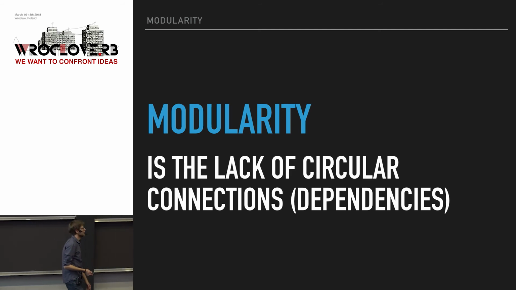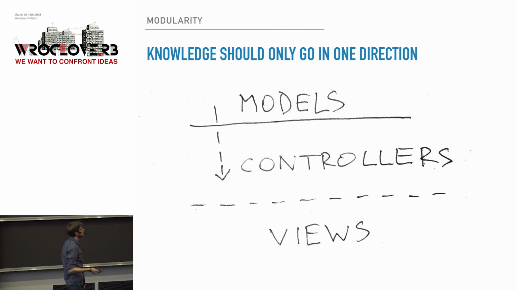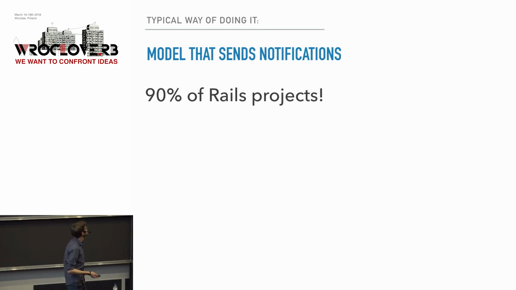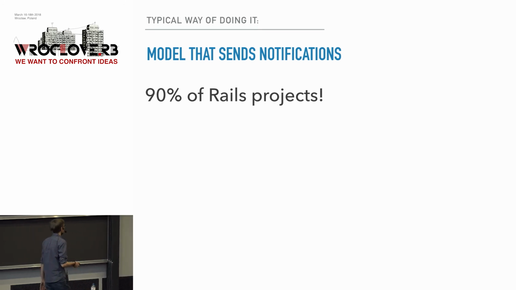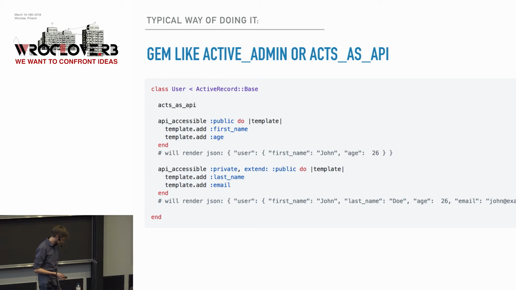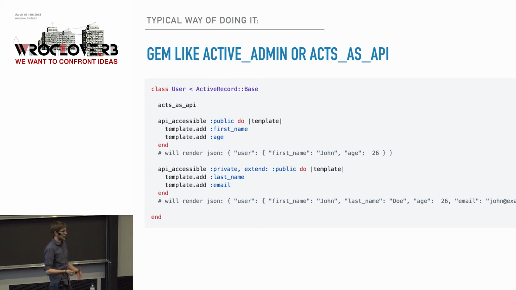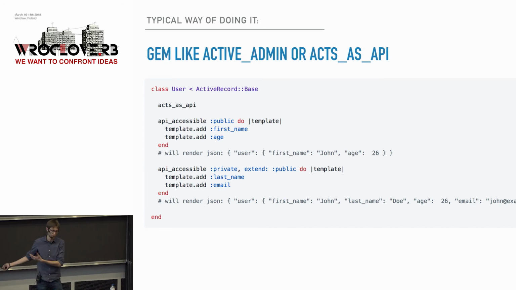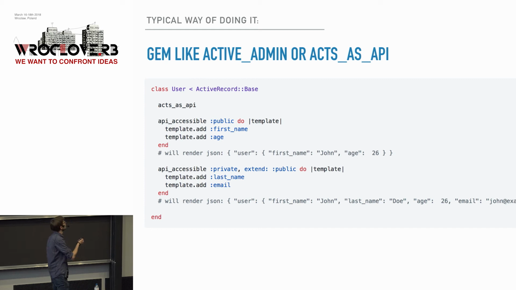What does it mean in practice? In practice, it means that controllers can know about stuff in your models, but models shouldn't know anything about controllers, services, external services, and all the stuff. And yet, models that send notifications, like 90% of Rails projects. Part of this we do by ourselves, part of this we bring with stuff like Devise, and there are more gems that violate MVC, and we love them because they give us so much functionality for free, like ActiveAdmin, or this example of acts_as_api usage.